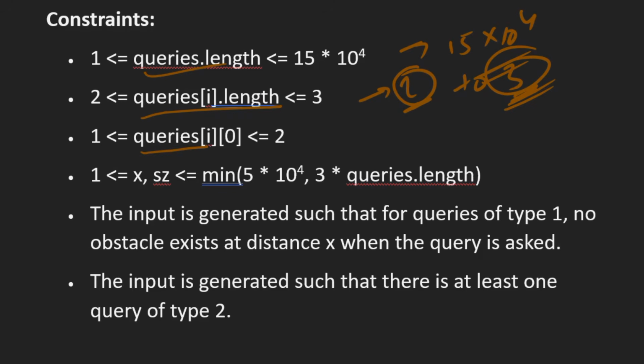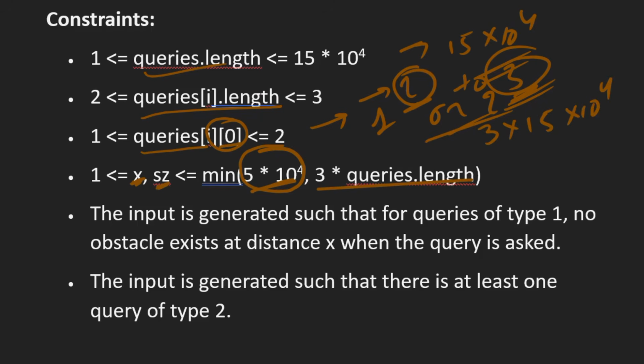And queries[i] at index 0 we have either 1 or 2, that is either type 1 or type 2. And x and size can be minimum 5 into 10 to the power 4, or maximum 3 into queries.length. So 3 into queries.length will be 15 into 10 to the power 4 at max, but in that case it will be 5 into 10 to the power 4. So at max the x and size can be 5 into 10 to the power 4, right? We'll be using these constraints to solve our problem, right?